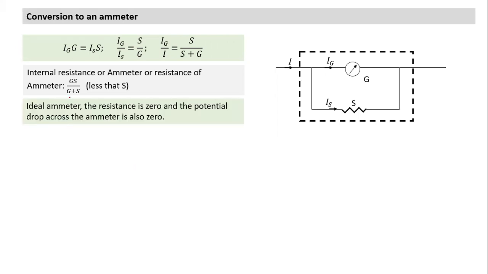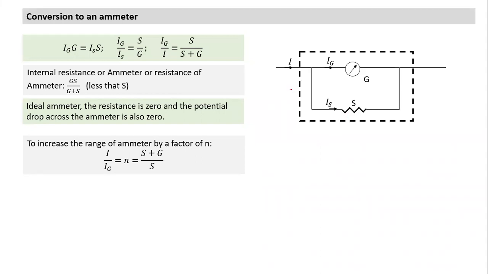An ideal ammeter: if S is really small compared to the rest of the resistance in the circuit, the ideal ammeter resistance is taken to be 0 and the potential drop across the ammeter is also 0. That's an ideal ammeter. In certain cases we can make this assumption if it is much smaller compared to the resistance in the rest of the circuit. Sir, but resistance doesn't affect the current, right?